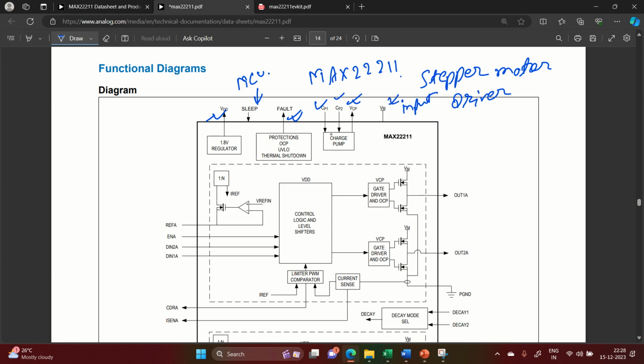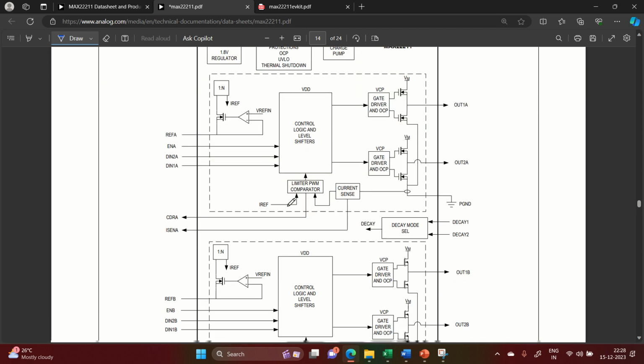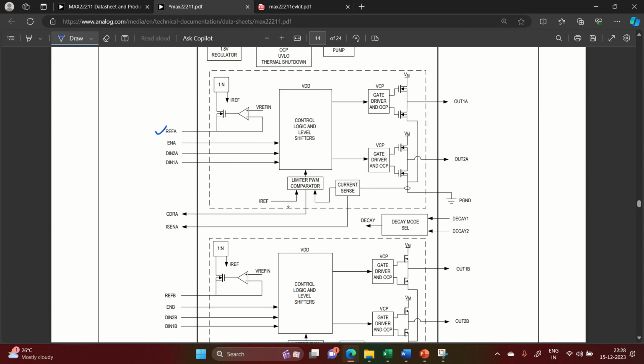So here we will be giving around 15 volt or something like that. These are REF A, that is the current setting resistor. This is your enable one. So output one will be coming up by giving this high. Okay. Then this is the DIN pin. So here you will be giving PWM1 and PWM2. Okay. And it can decide the direction as well. Okay.